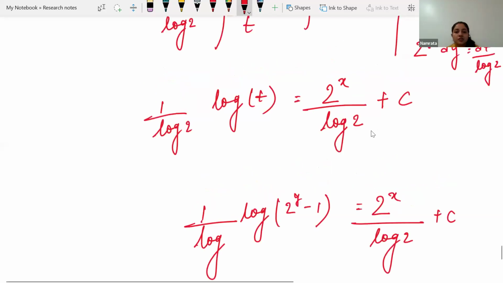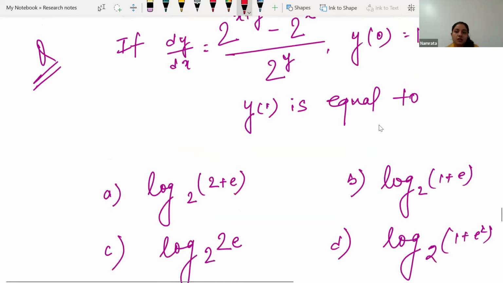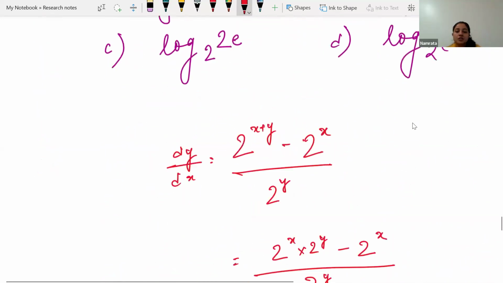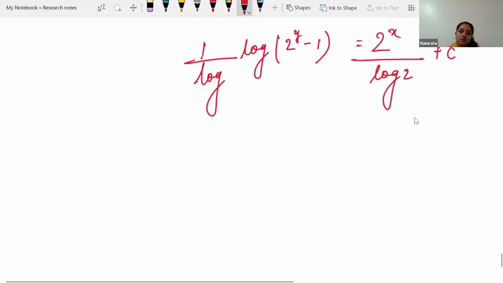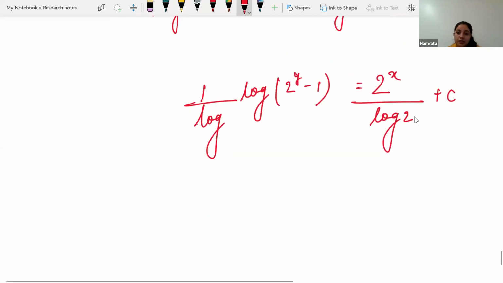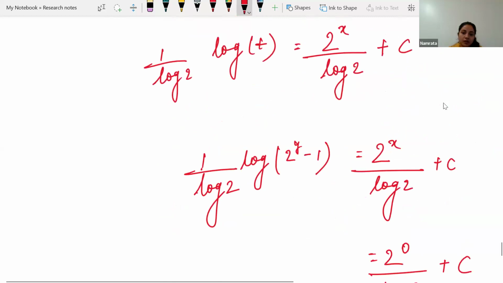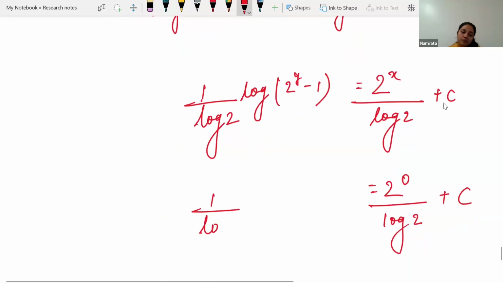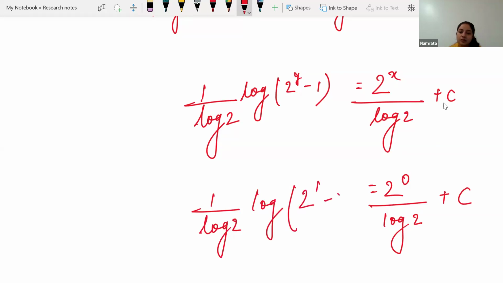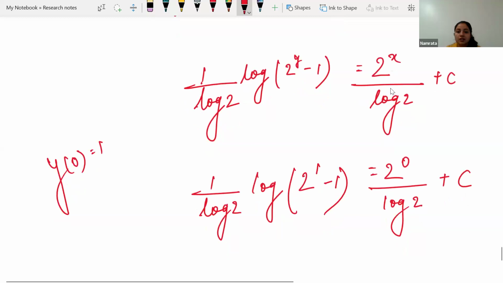Let's use the given condition for finding the constant of integration. So the condition is given as y of 0 is equal to 1. That means when x is 0, then y is 1. Okay. When x is 0, then y is 1. It was 2, right? Yeah. Then y is 1. This is what we are having once we use the condition y of 0 is equal to 1.